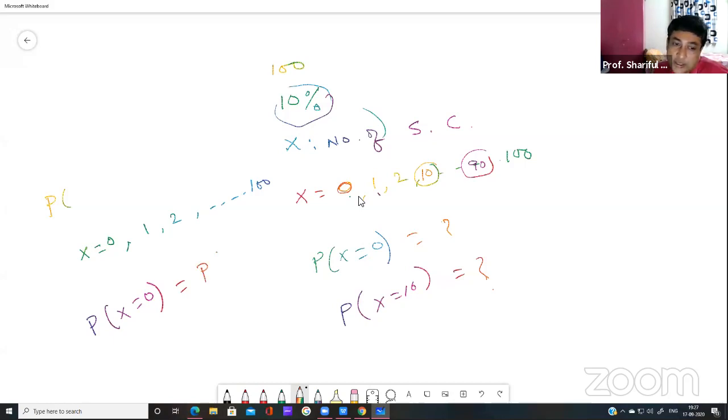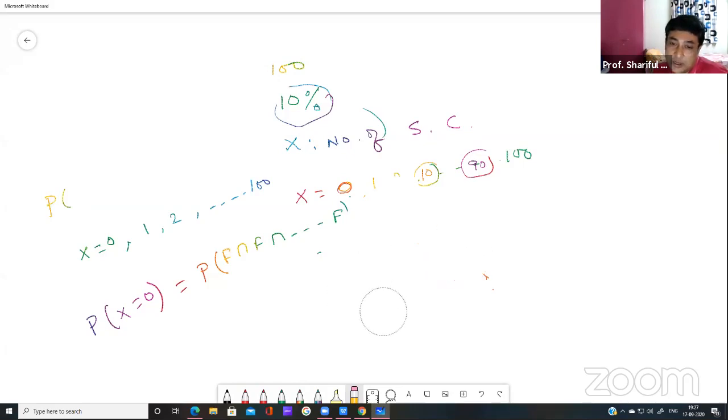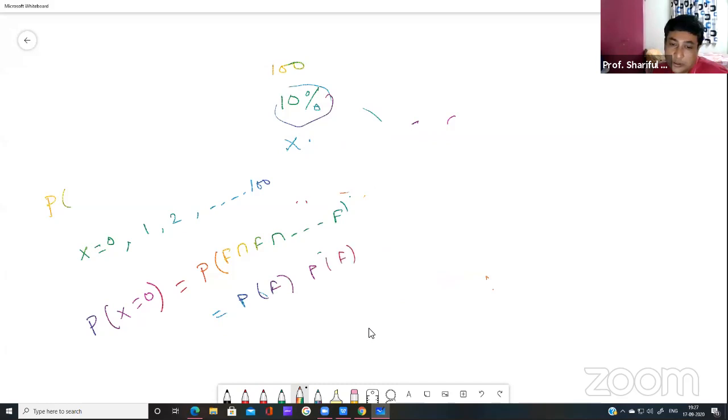So we can visualize it as first customer failure, intersection, second customer failure, and so on. All these customers are failures. We assume all these customers are independent. If you apply the basic probability laws, you get the probability of failure multiplied, and so on. Let the probability of success be P. In this case, P is 10%, 0.1, or in general, P.